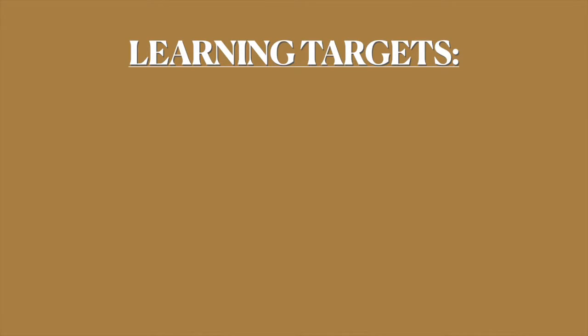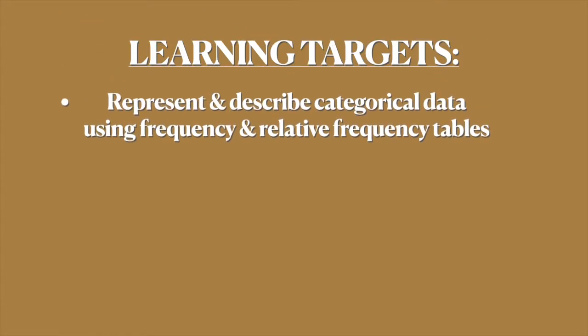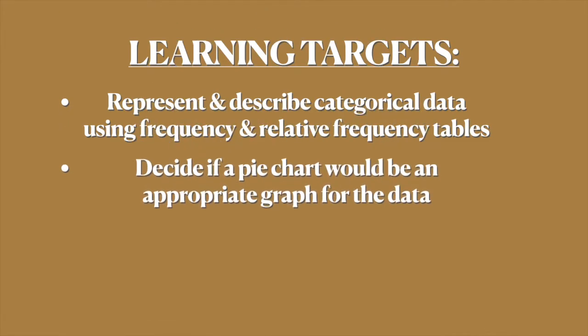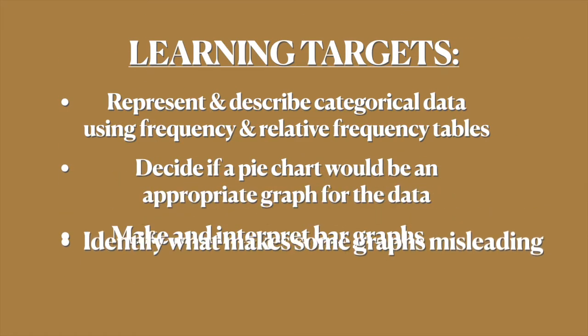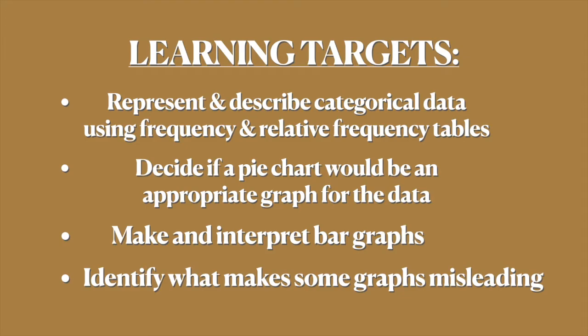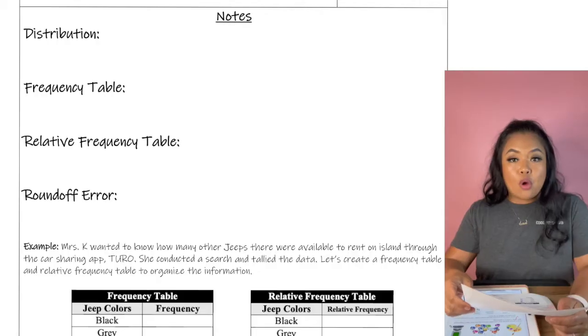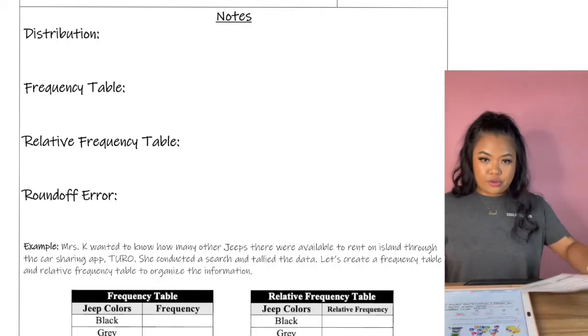So our learning targets. Represent and describe categorical data using frequency and relative frequency tables. Decide if a pie chart would be an appropriate graph for the data. Make and interpret bar graphs. Identify what makes some graphs misleading. Okay, so let's jump straight into the notes.